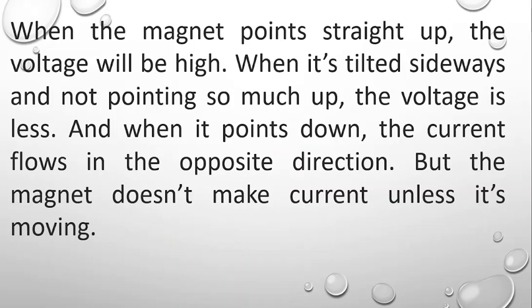When the magnet points straight up, the voltage begins to be high. When it's tilted sideways and not pointing so much up, the voltage is less, and when it points down, the current flows in the opposite direction. But the magnet doesn't make current unless it's moving.